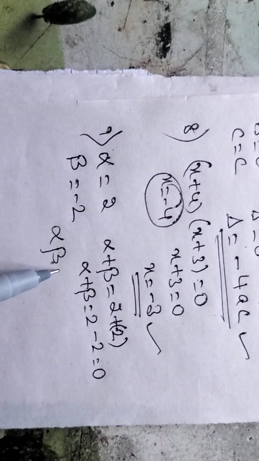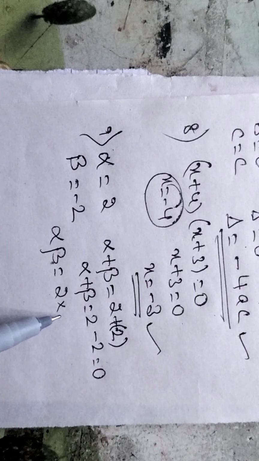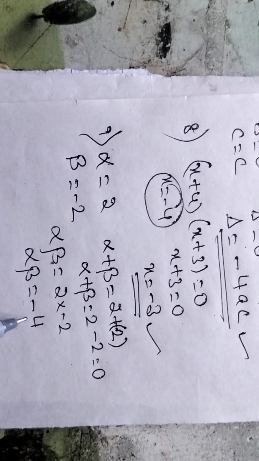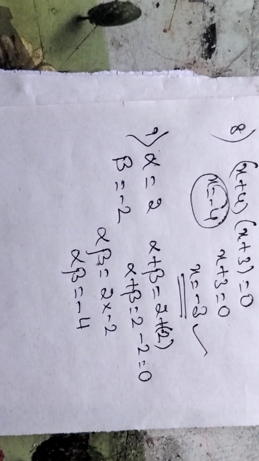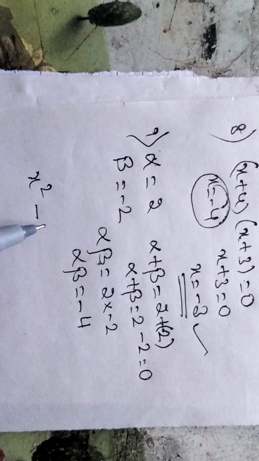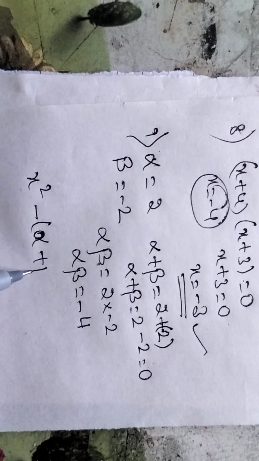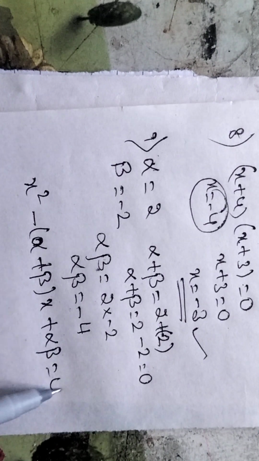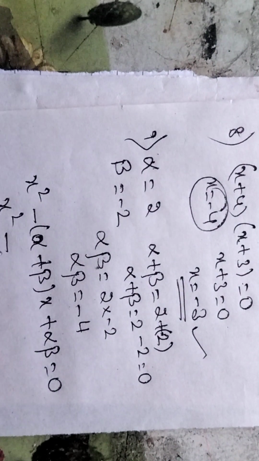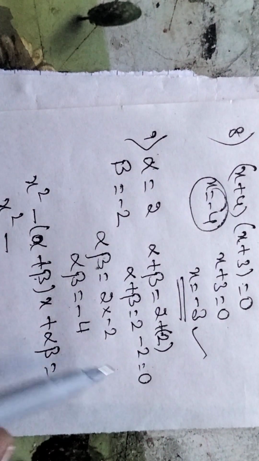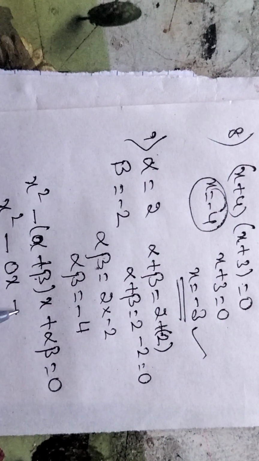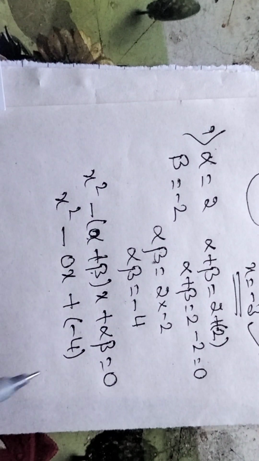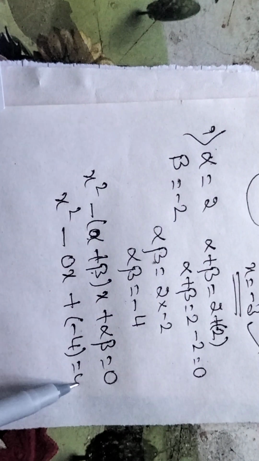Now you find out alpha beta. Alpha beta is equal to 2 into minus 2. So alpha beta is equal to 2 2s are 4, minus 4. Now you write the equation: x square minus alpha plus beta into x plus alpha beta is equal to 0. x square minus, what is alpha plus beta? It is 0. 0x plus alpha beta is minus 4. So x square minus 0x plus minus 4 is equal to 0.